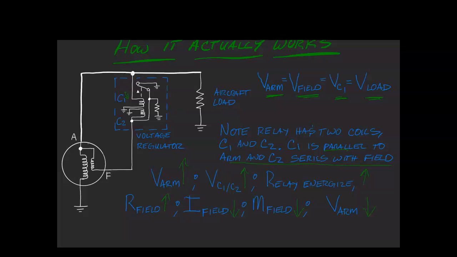The whole purpose of this coil being in series is to help the magnetic field collapse quicker so that we get faster voltage regulation, so there's not as much lag. So I hope that helped give you some basic principles of a voltage regulator, and thanks for viewing this video.